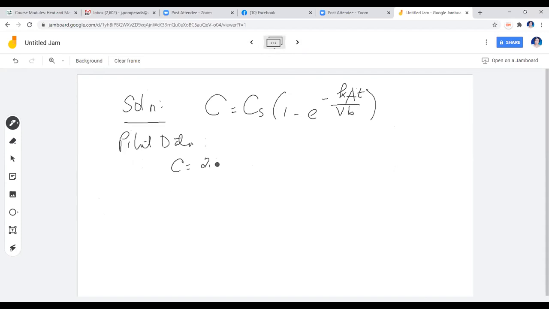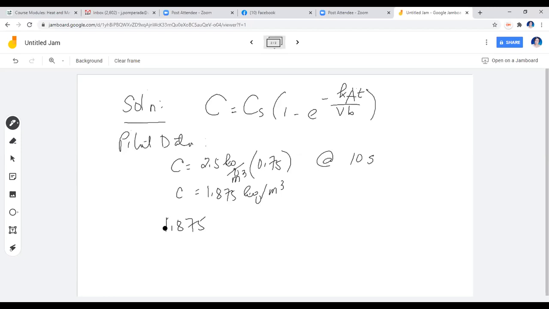So your C is 2.5 kilograms per cubic meter. This is your saturated value, and this is reaching 75% of its value at the time given, which is 10 seconds. So if you determine the C, this would be 1.875 kilograms per cubic meter. Then you go back to that equation and substitute.